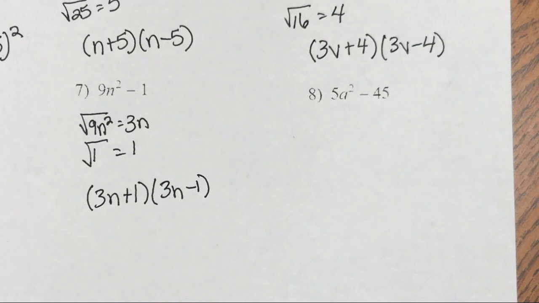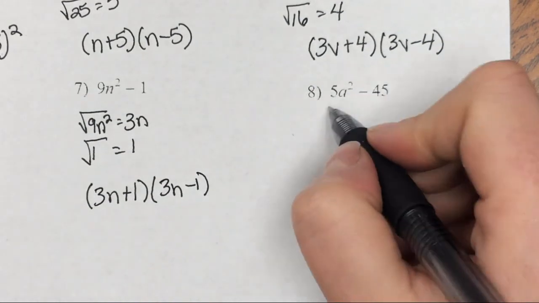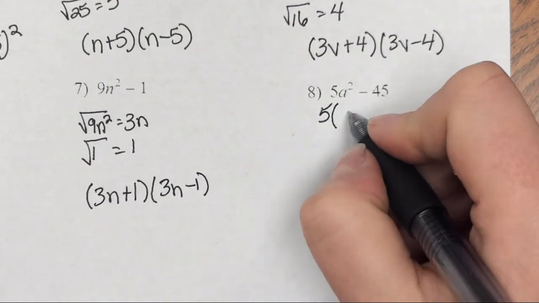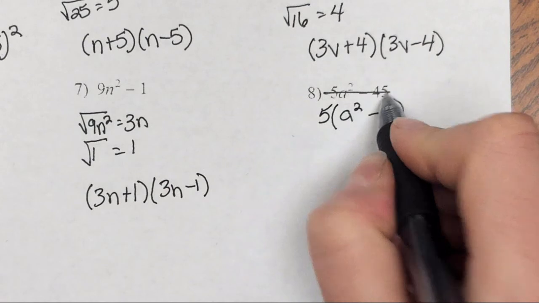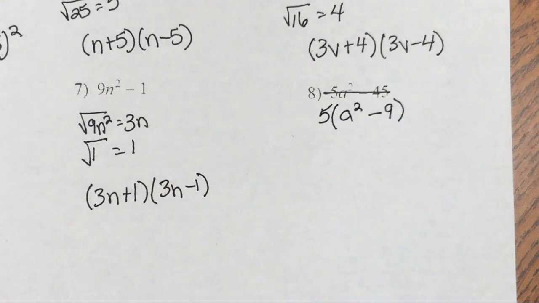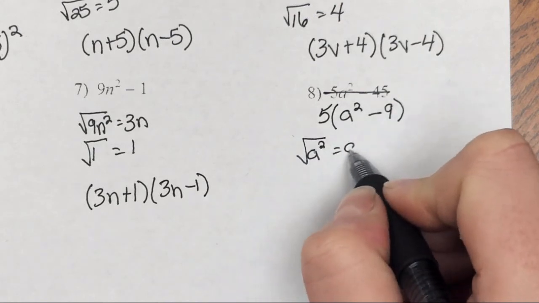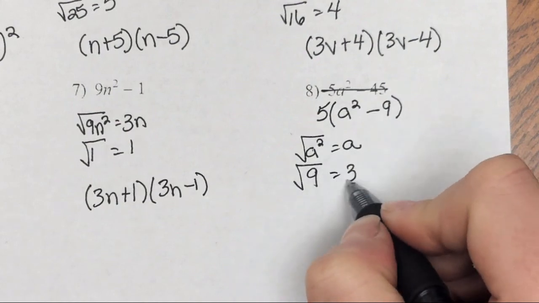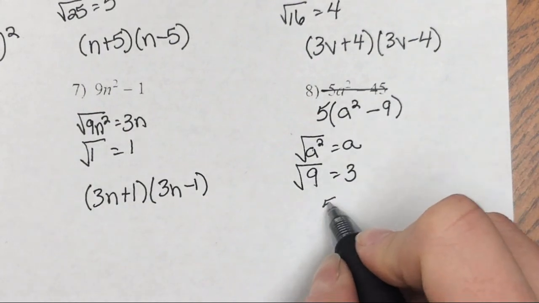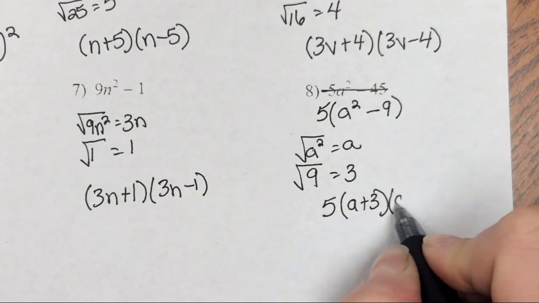Last example, number 8, check for a GCF first. And in this case I have one, it's 5, so I'm going to factor out the 5 and I'm left with a squared minus 9. I'm no longer looking at that first binomial, I'm going to use my factored version. So my first term here is a squared, square root of a squared is a. My constant is 9, so square root of 9 is 3. So my factored form, I have 5 times a plus 3 times a minus 3.